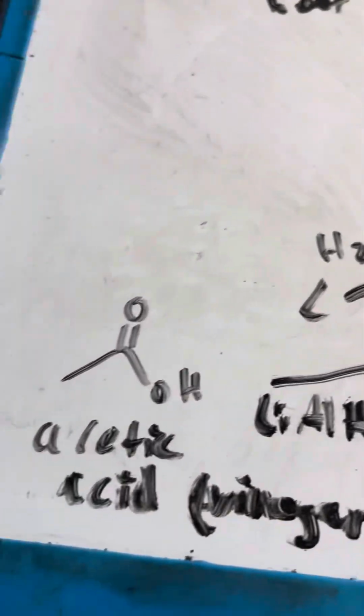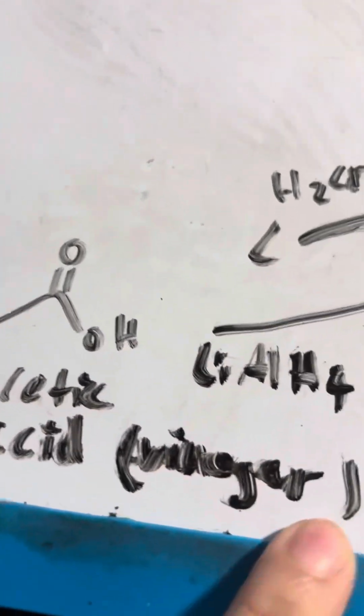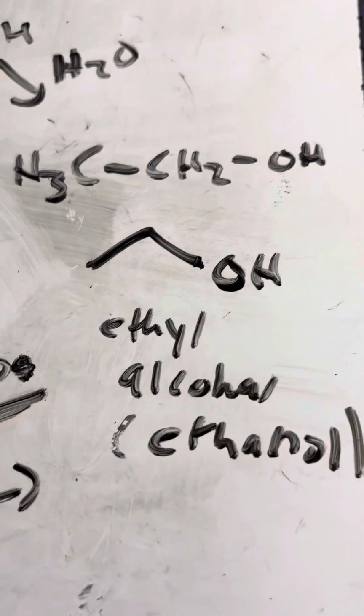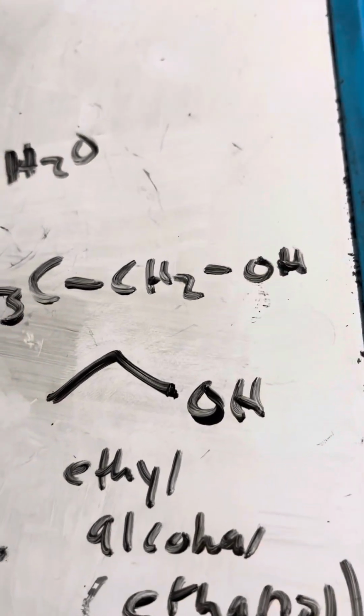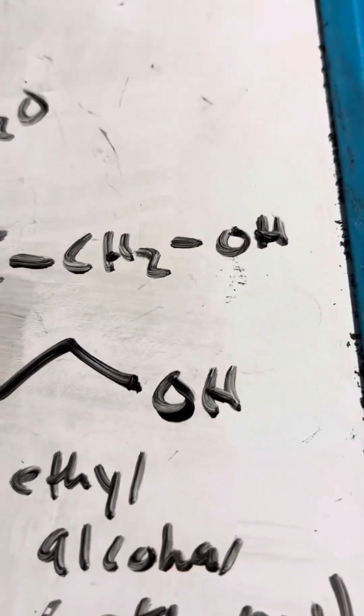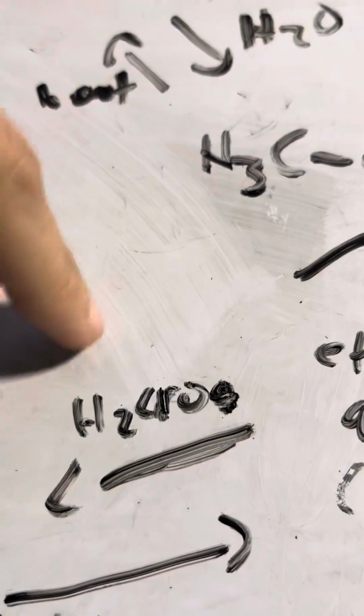Or say you had acetic acid, which is vinegar. Everyone has vinegar at home. If you took some lithium aluminum hydride and added it to that vinegar, boom, alcohol. Or say you had alcohol and you're like, oh man, I have no vinegar to clean my house. Boom, add some chromic acid. There you go, you have vinegar.